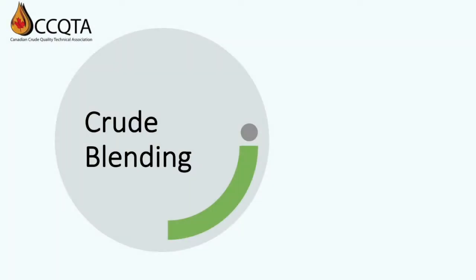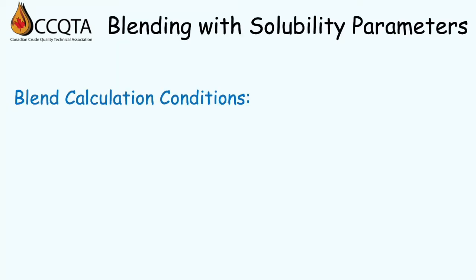Crude blending is the most useful application of the solubility parameters from D8253. The solubility parameters from two or more crudes can be combined to identify stability limitations for a given blend recipe, which can be critical in preventing asphaltene-related process issues and fouling. Let's look at how the solubility parameters are applied in blending.